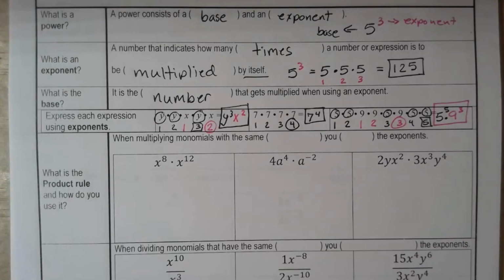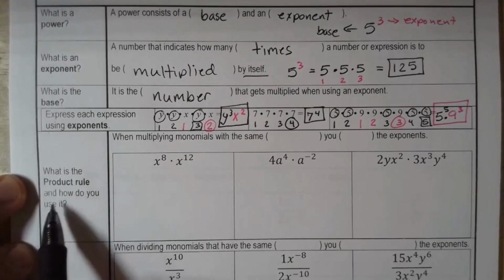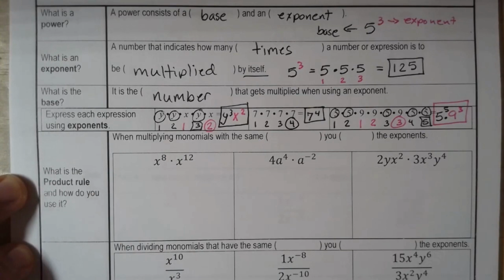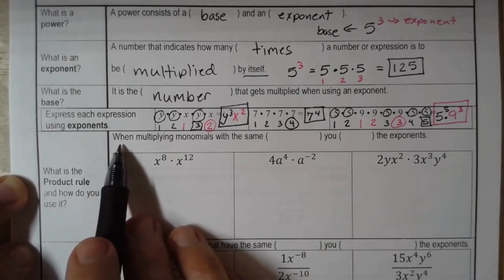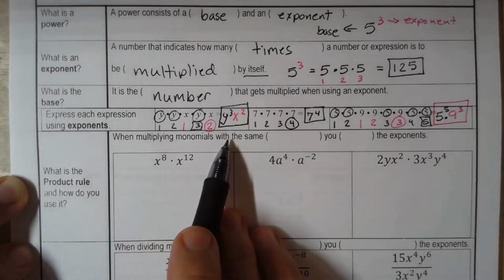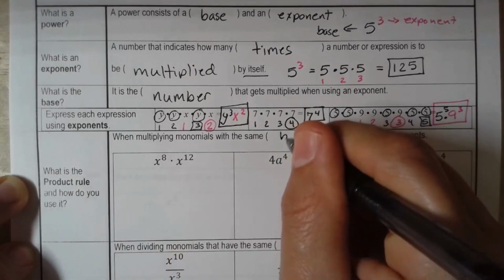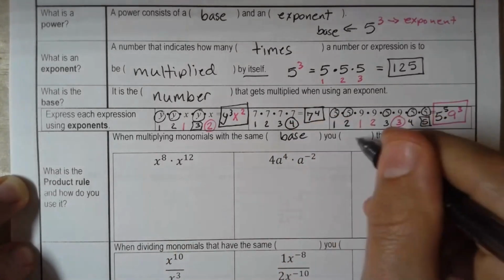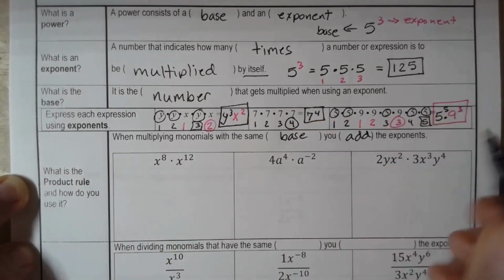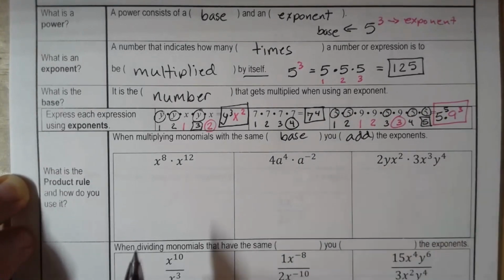Alright, so now let's get to using this rule. So you've seen how we can create exponents, and you've learned the definitions you need to know: power, exponent, and base. So now let's use something called the product rule. My question here is, what is the product rule and how do you use it? Well, the way we use it is when multiplying monomials with the same base, you add the exponents.